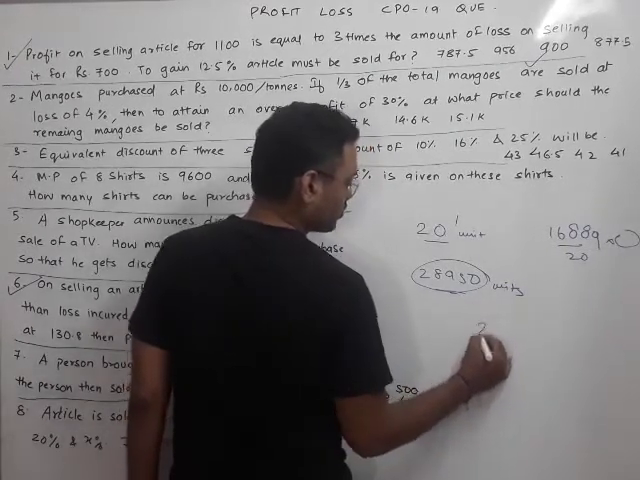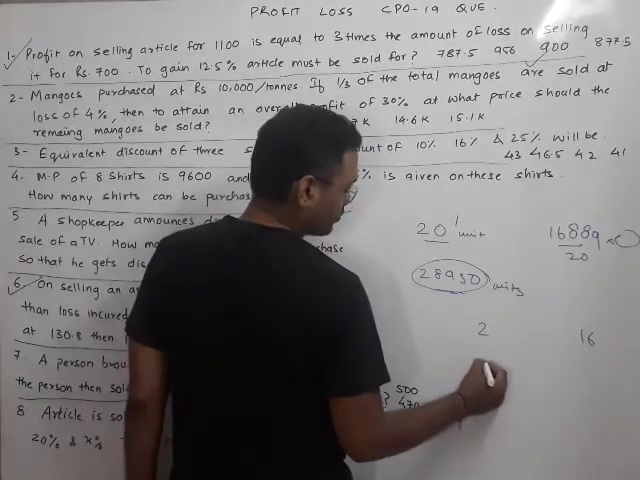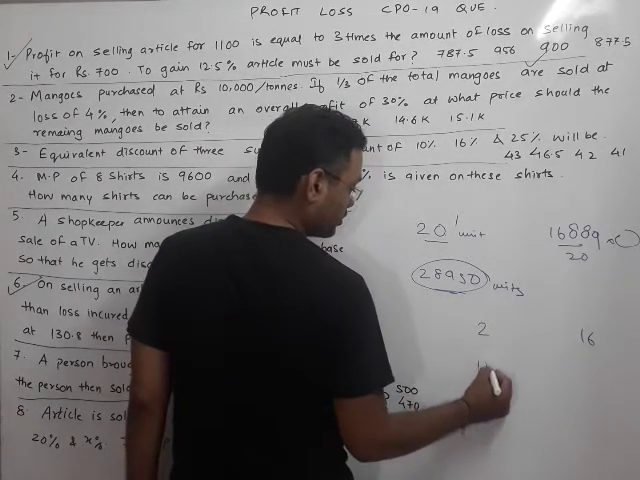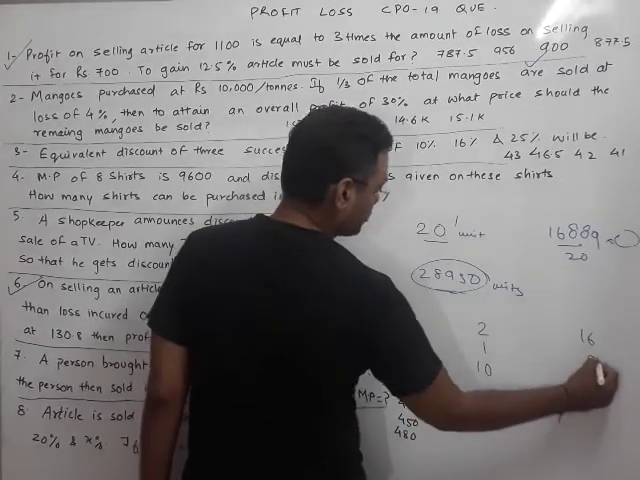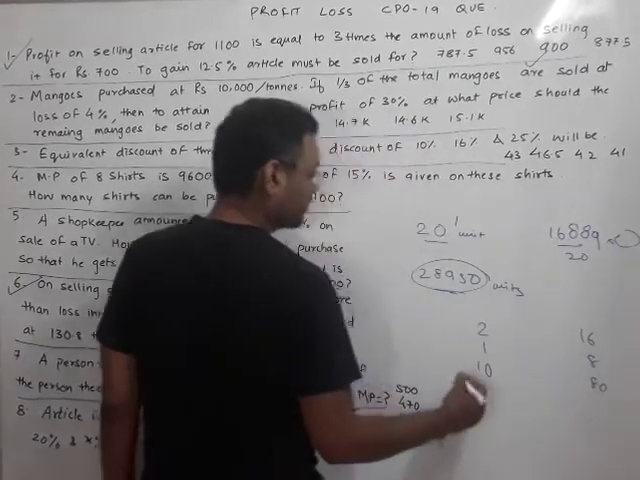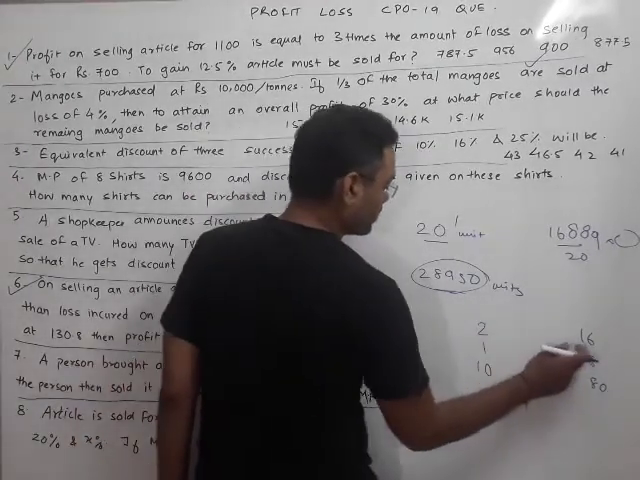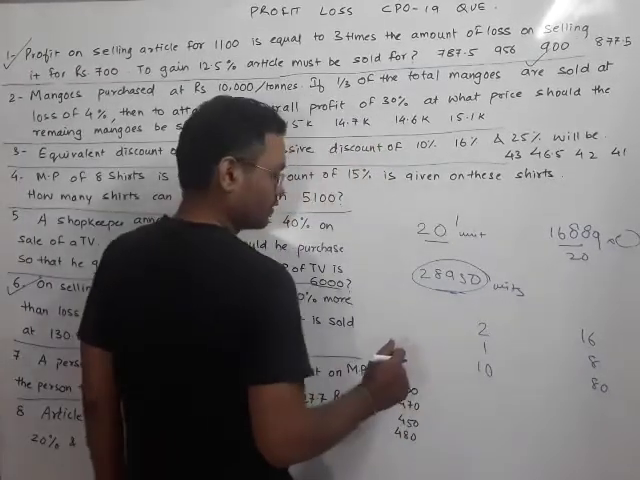Let's say cost of 2 chocolates is 16. What will be the cost of 10 chocolates? So 1 chocolate is costing me 8 rupees. So 10 chocolates will cost me 80 rupees. What we have done? We have done nothing. We have divided this by this, multiplied this by this. So that's the same logic we'll use.